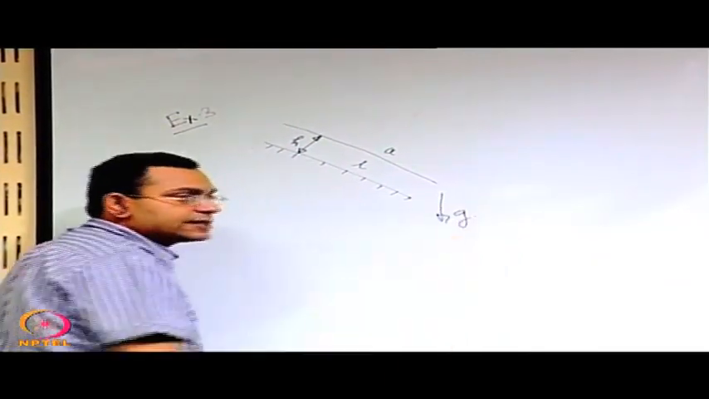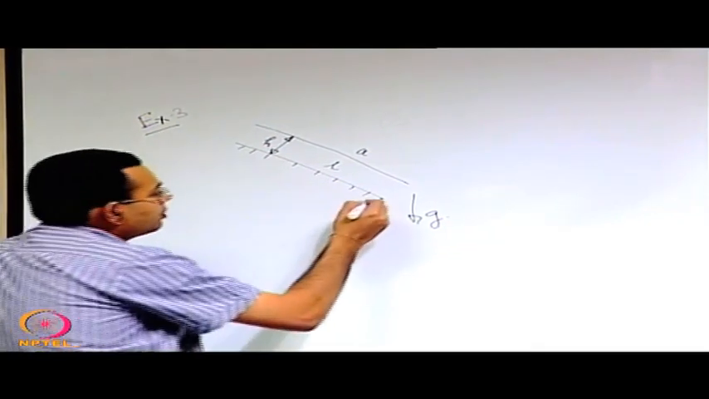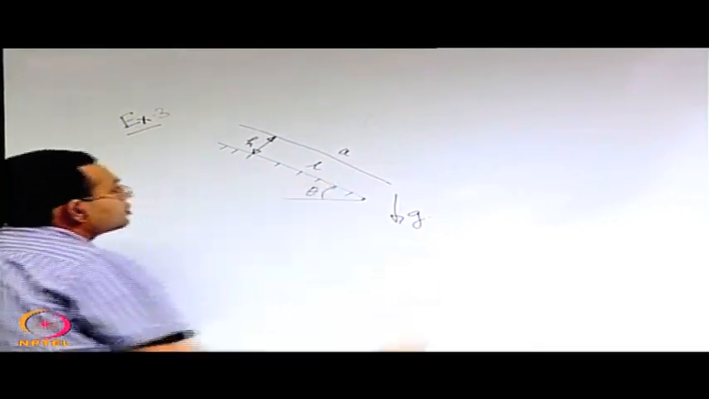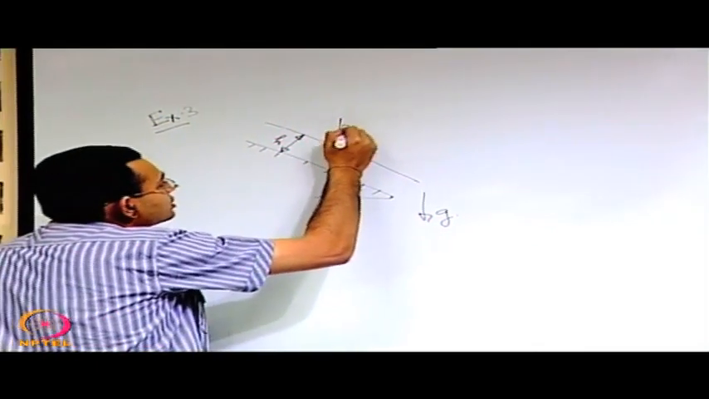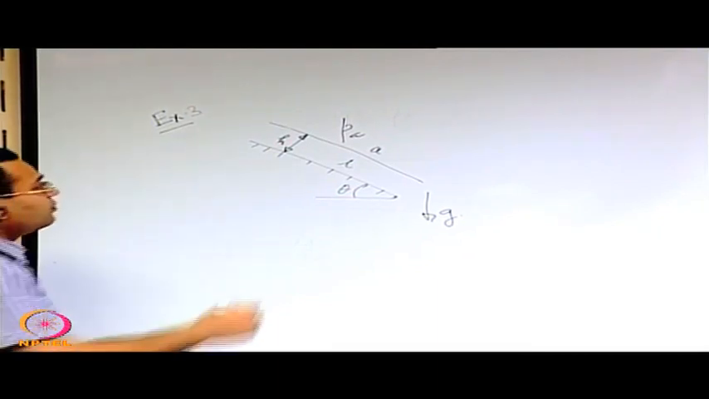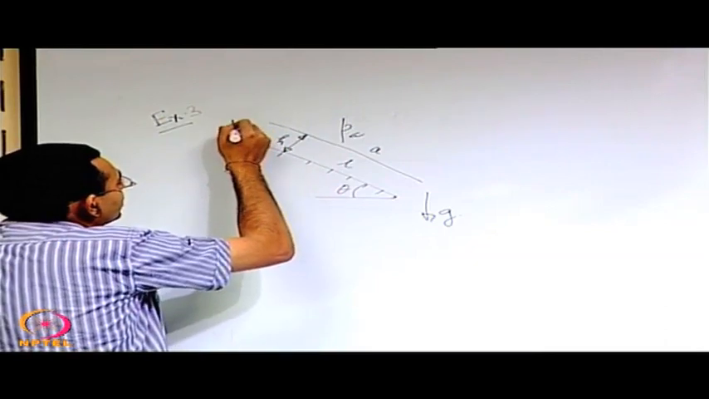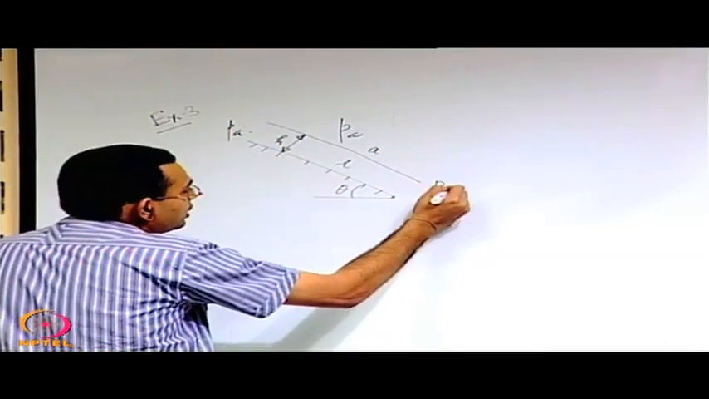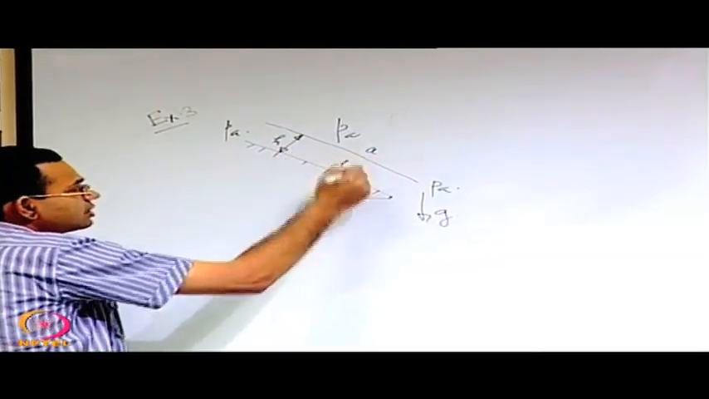Gravity is acting like this, and the inclined plane makes an angle theta with the horizontal, and the pressure of the air at all locations is P atmosphere. So, to the left of the film P atmosphere, to the right of the film P atmosphere, and this is just a liquid film.